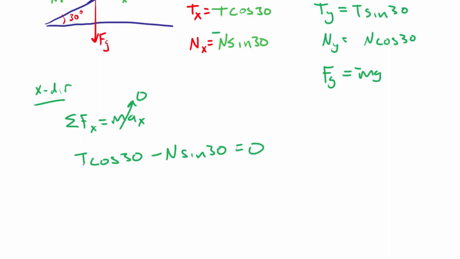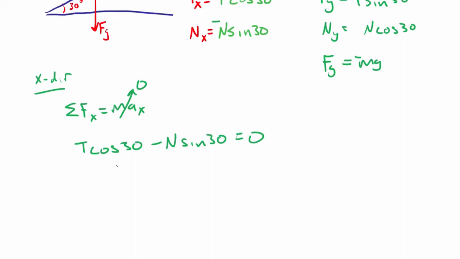Now the problem is I don't know T and I don't know n. I can't solve that. I've got one equation and two unknowns. I can't solve that equation. I need another equation. All right, so that's fine. I can find another equation if I turn to the y direction.